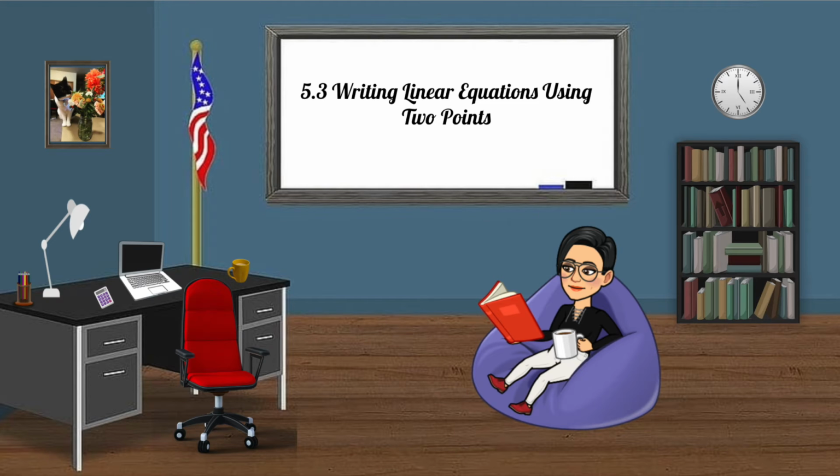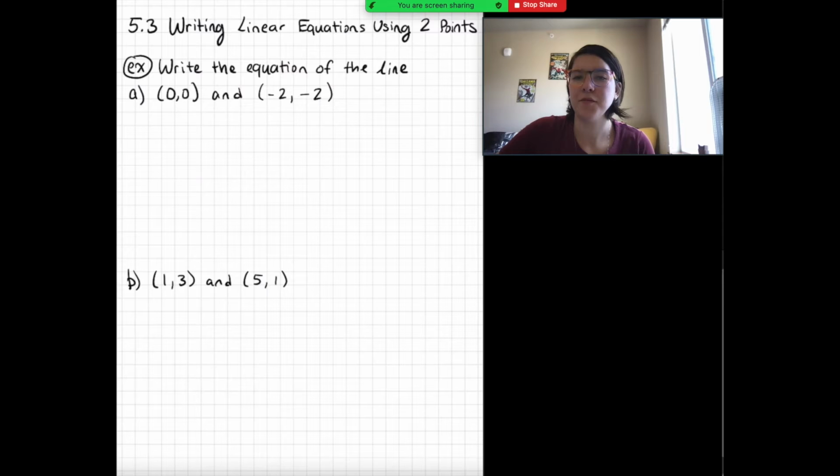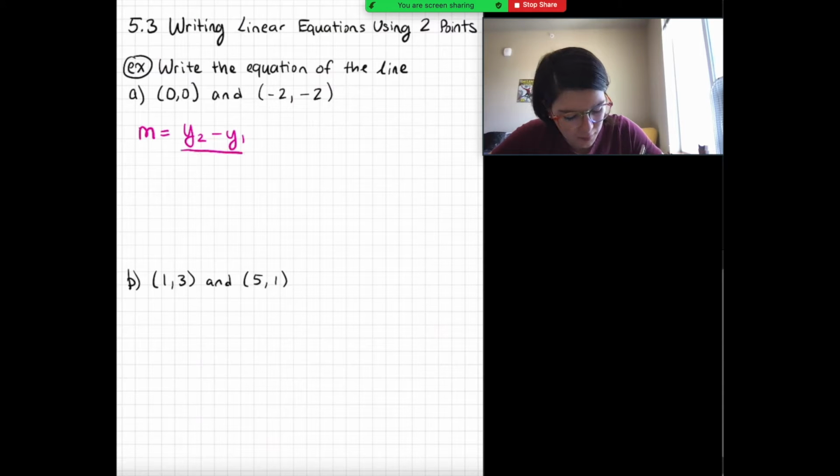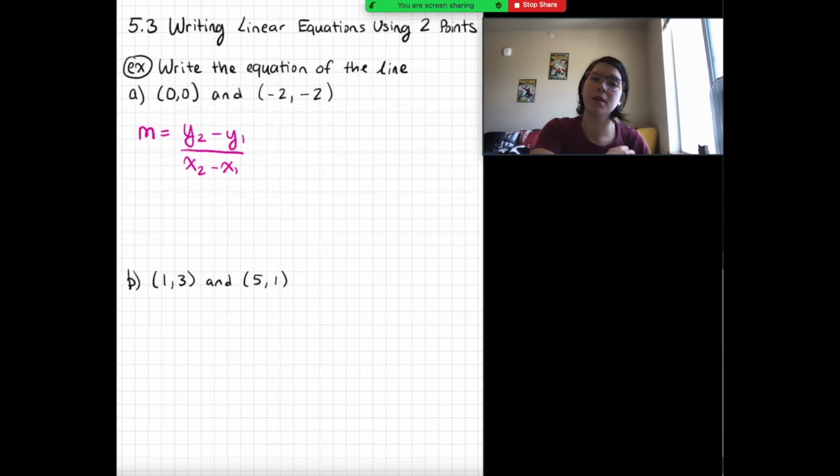Everyone, today we're doing 5.3, writing linear equations using 2 points. Okay, so we have to write the equation of a line, and we're given 2 points, (0, 0) and (-2, -2). Recall from 4.4 when we learned the slope equation. So our slope, m, can be found with the equation y2 minus y1 over x2 minus x1. This is going to come in handy as we work through these problems.